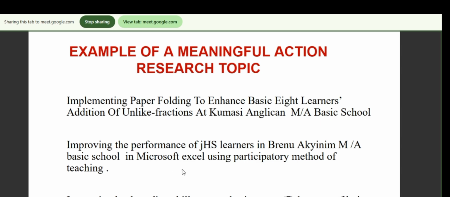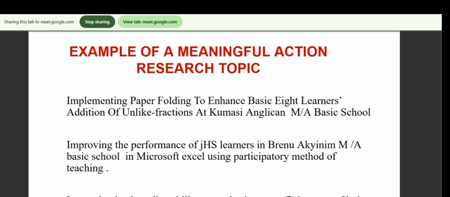And you can also look at the specific problem that is found in the curriculum. So here we are looking at the inability to perform or enhance Excel development. That's the Microsoft Excel. That becomes the problem. And we know Microsoft Excel is found as a topic in the JHS 1 or JHS 2 ICT curriculum. Then we gather evidence. So your evidence can be your test, your observation.